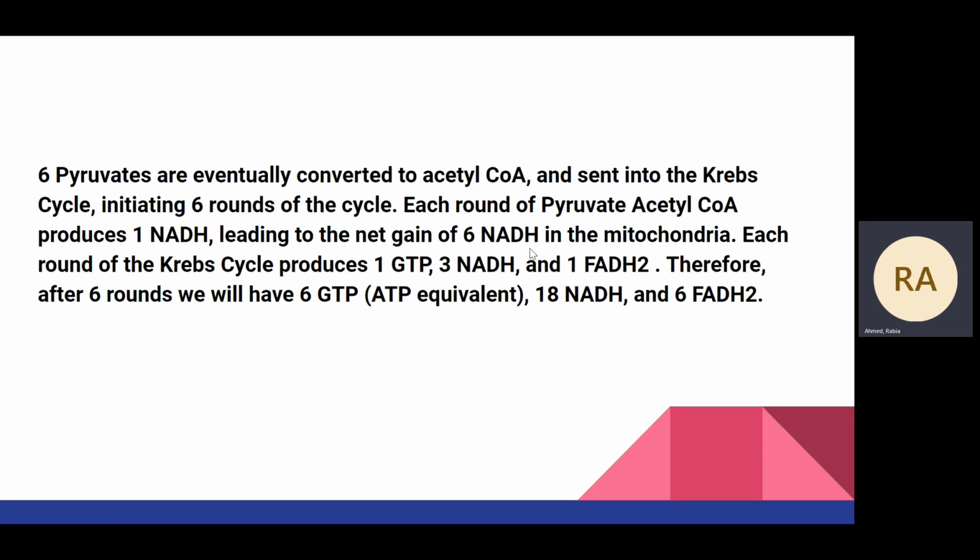And then it leads to the net gain of 6 NADH in the mitochondria, because remember, we're going through 3 cycles. And then 1 round of the citric acid cycle produces 1 GTP, 3 NADH, and 1 FADH2. So these are basically the products that you get with the glycolytic cycle and the citric acid cycle combined after 3 cycles of glycolysis and citric acid cycle.